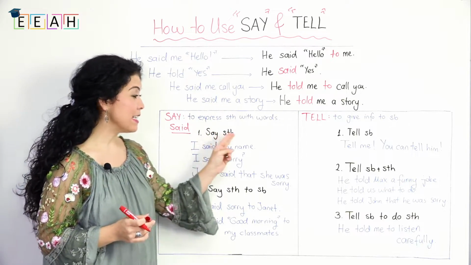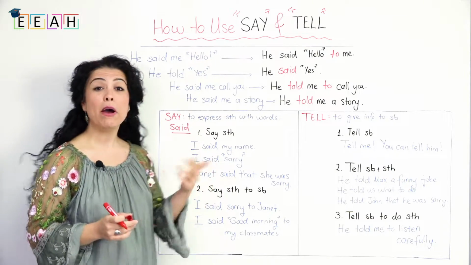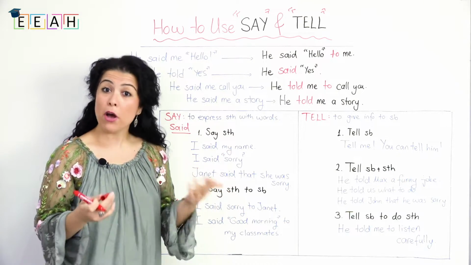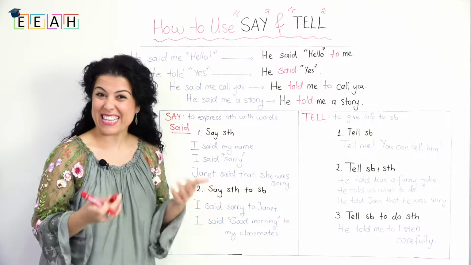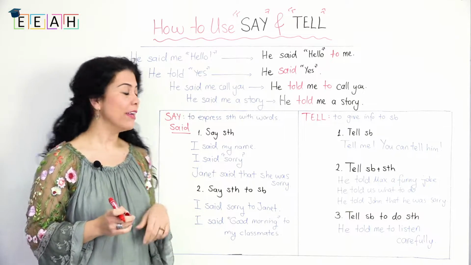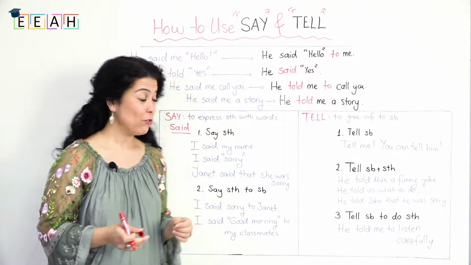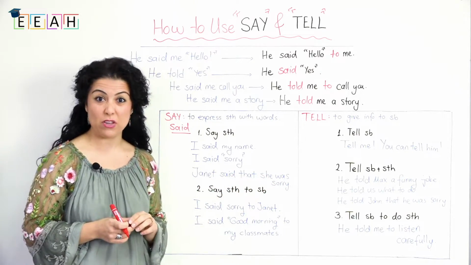You can say something, as in the example here. I said my name. What? My name. I said my name, so I said something. I said sorry. And Janet said that she was sorry. So here we have an indirect speech.